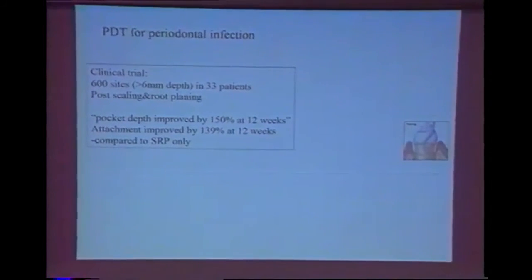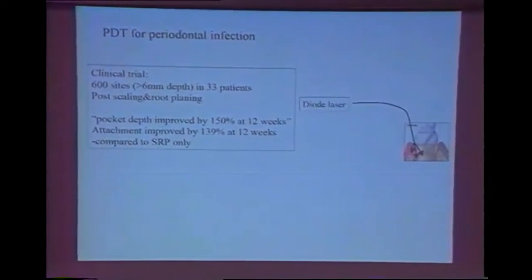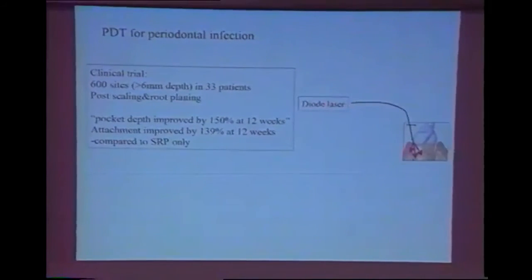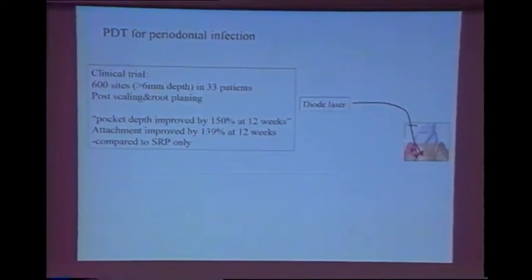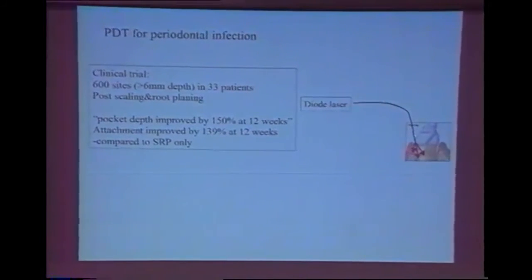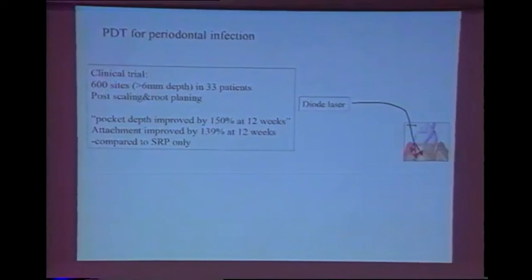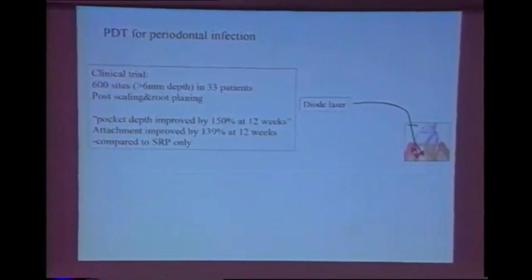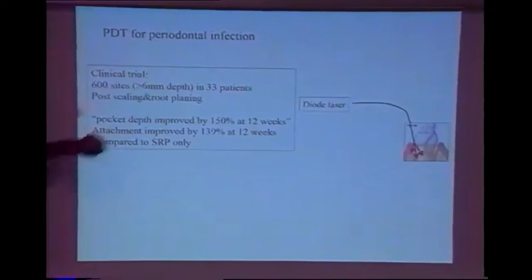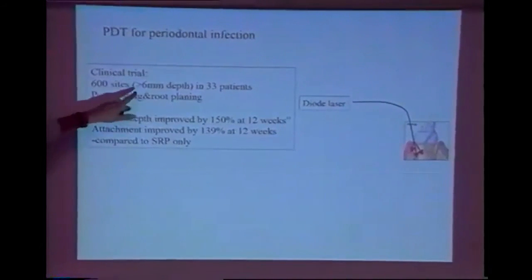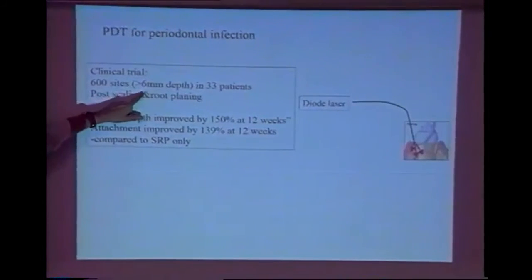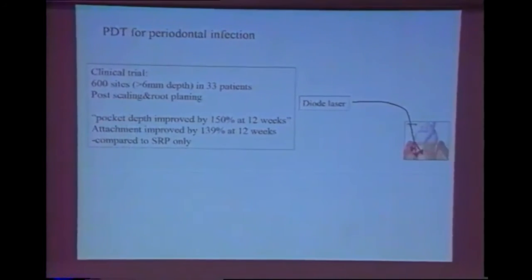If you look on the web, you will find a combination, I'll show you in a moment, where they have diode laser delivering light into the pockets by an optical fiber. And they just reported a clinical trial of 600 sites and 33 patients with greater than 6 millimeter depth. I guess this is pretty severe, right? Yes. That's severe. 6 millimeter, pretty deep.